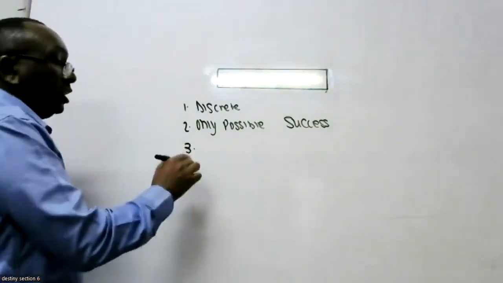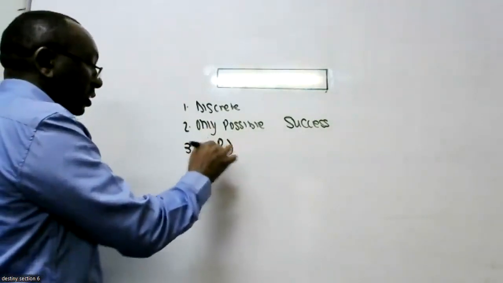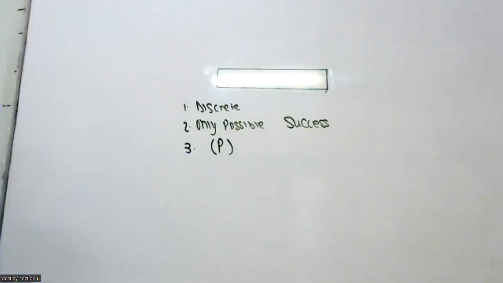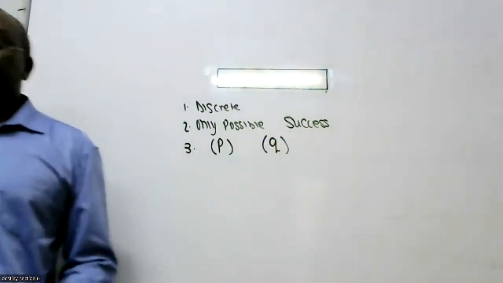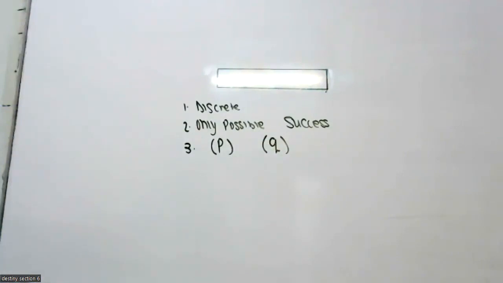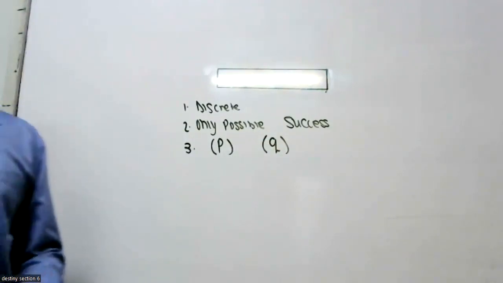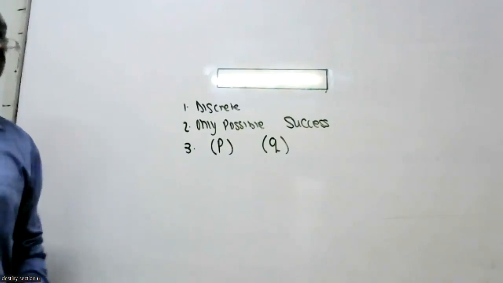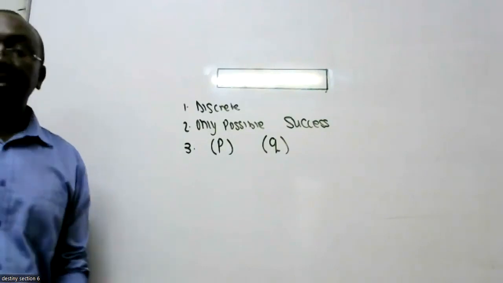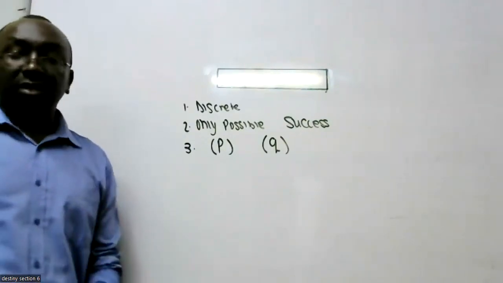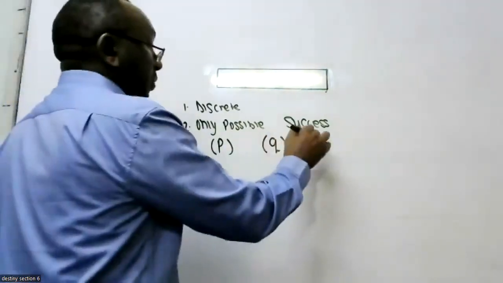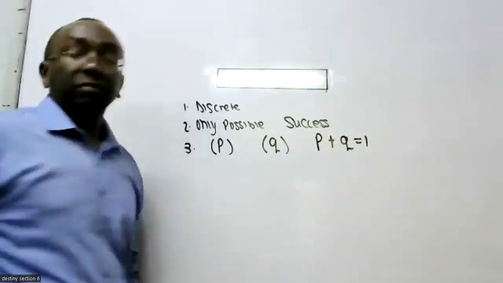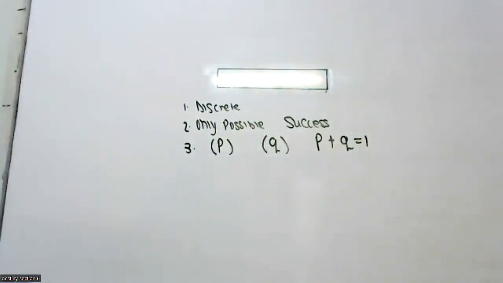Number three, the probability of success, bracket P, and that of failure, bracket Q, remain constant throughout the experiments, or throughout the trials. Full stop, and still on the same point, you write P plus Q should be equal to 1.